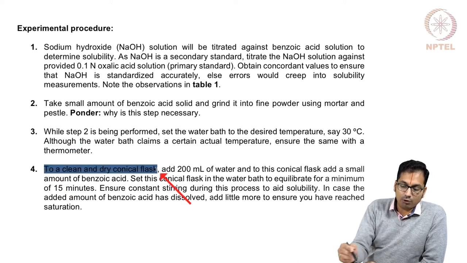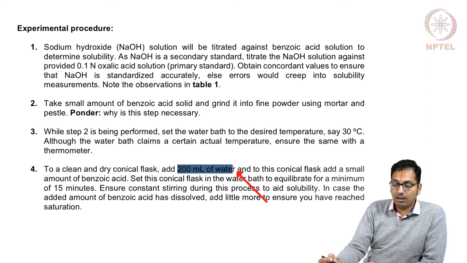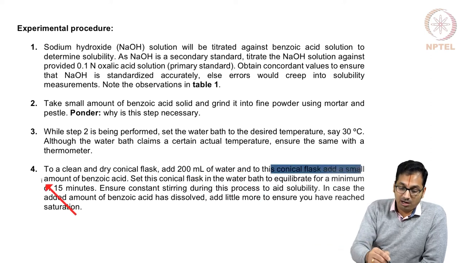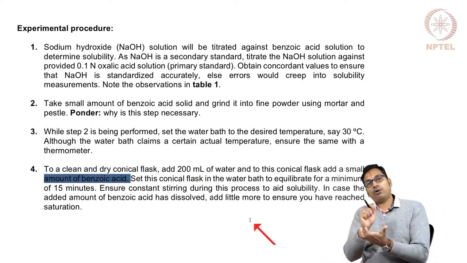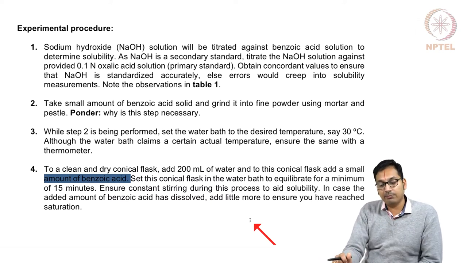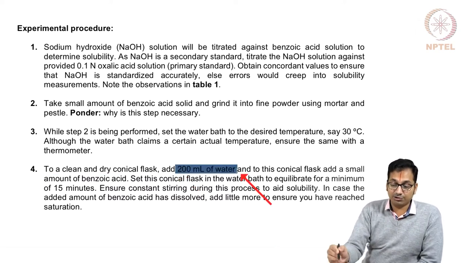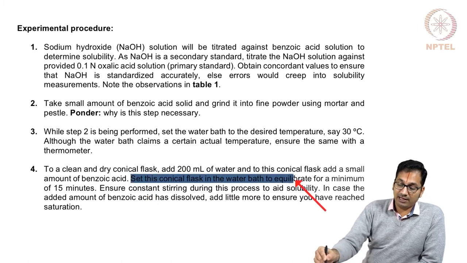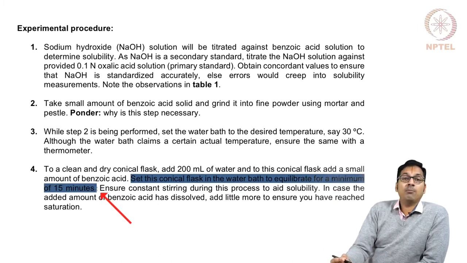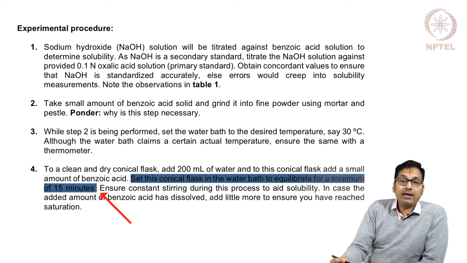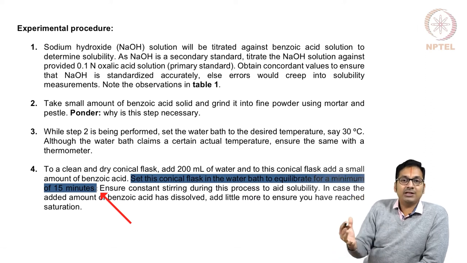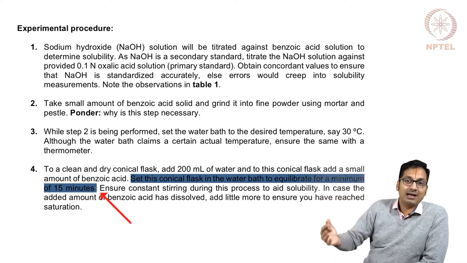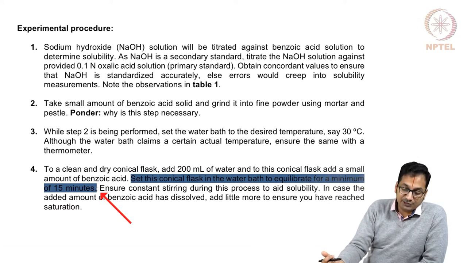Now, to a clean conical flask, add about 200 ml of water, and to this conical flask add a small amount of benzoic acid. So basically whatever benzoic acid you end up crushing to fine powder, you end up adding to this 200 ml solution of water, and set this conical flask to equilibrate at least for a minimum time of 15 minutes. So here is where you are talking about the equilibration time. You have to make sure that the solution ends up reaching the equilibrium temperature after dissolution of benzoic acid. Remember, when you are dissolving benzoic acid, it can be an exothermic or an endothermic process.